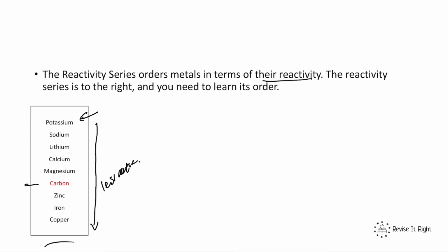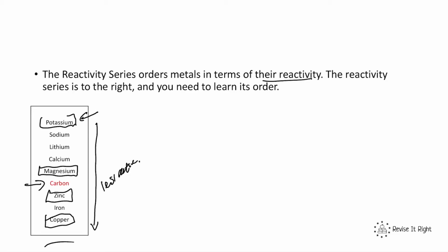Now, carbon is included, you will see more of that later, because we can use carbon to extract metals from the ores if the metal is less reactive than carbon, and we will get to that later. So looking at this reactivity series, it means that potassium is more reactive than magnesium, for example, because it is higher up. Similarly, copper is less reactive than zinc because it is lower down.